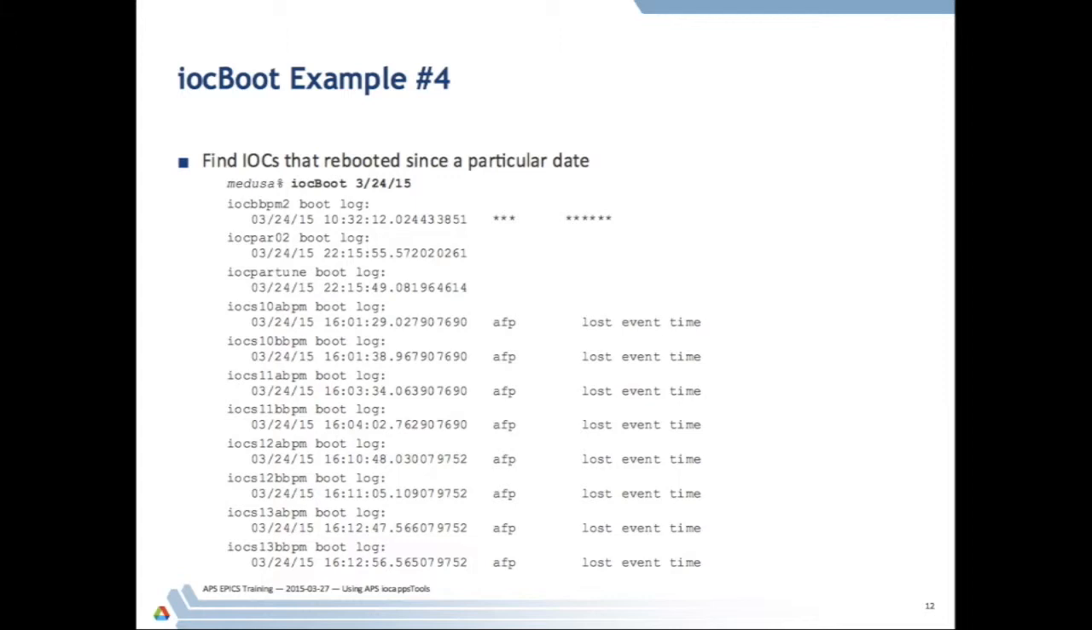And my final example is IOCs that have rebooted since a particular date. So here I'm specifying a date with IOC boot, and what that's showing me is everything that's rebooted since then. It looks like we had an event on Tuesday where Tony had to go through and reboot a whole load of BPM systems and so on for some event system. There were loads and loads of these, so it can give a long list.